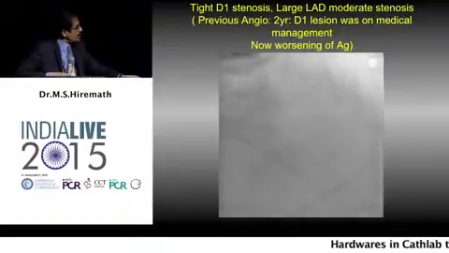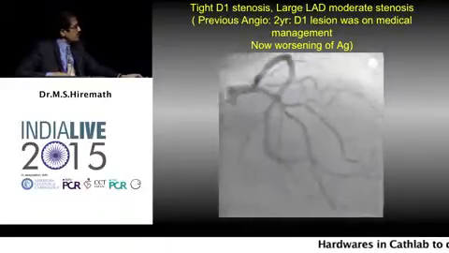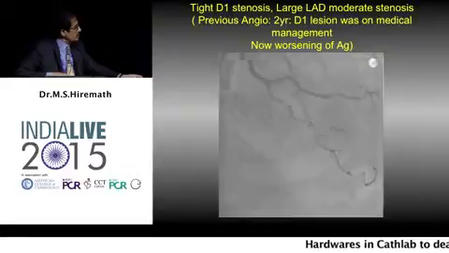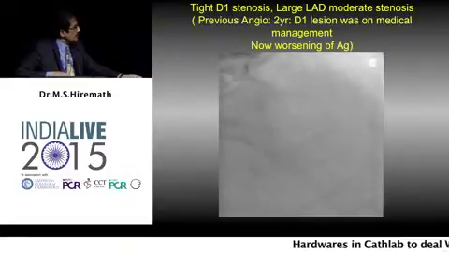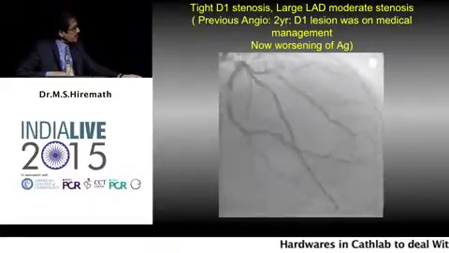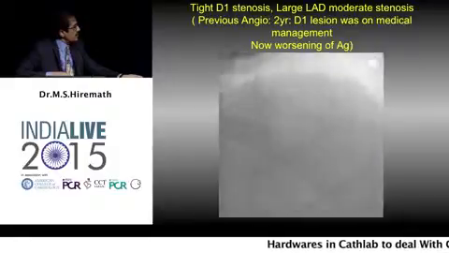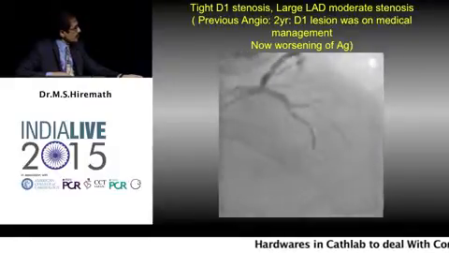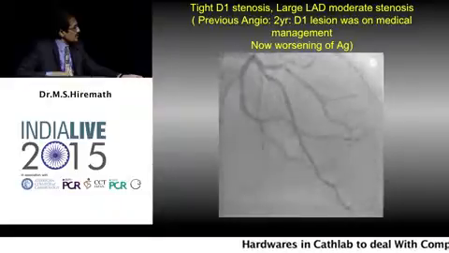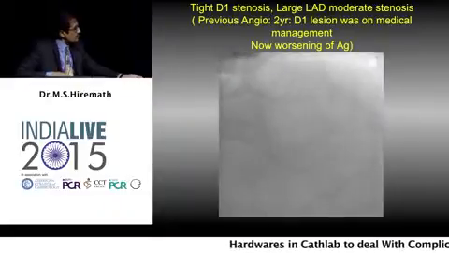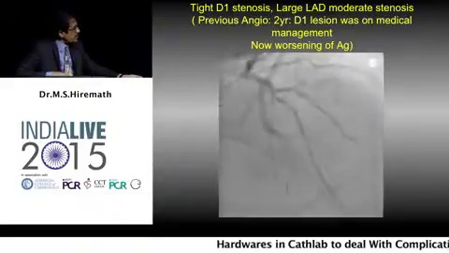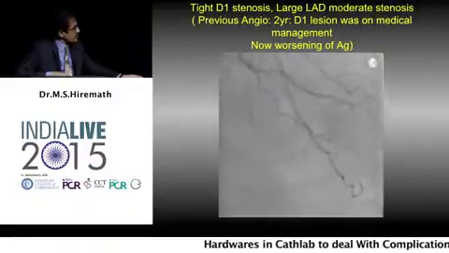So this is a case. Can you run it again? We have extreme calcium at this particular site, and at this stage, even the balloon was not easily tracking into the diagonal. This was the culprit artery.